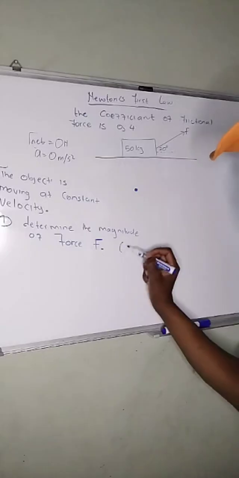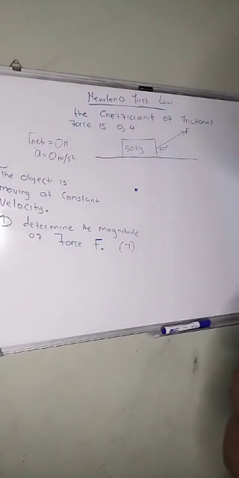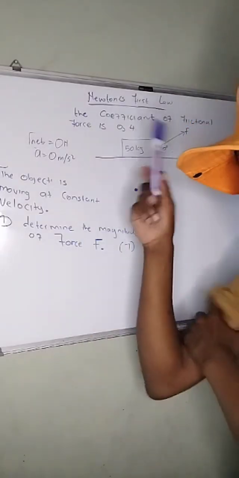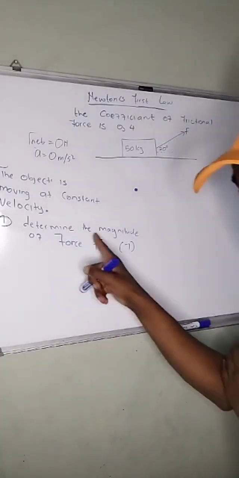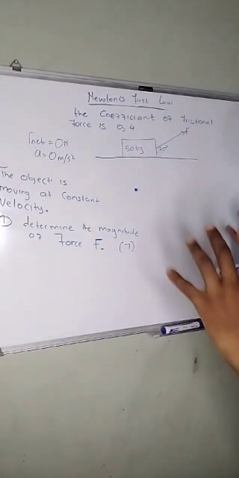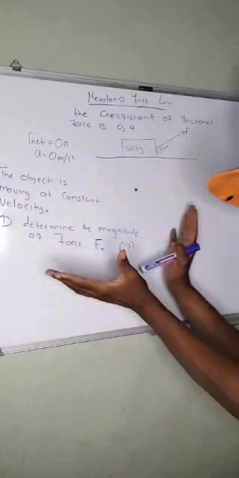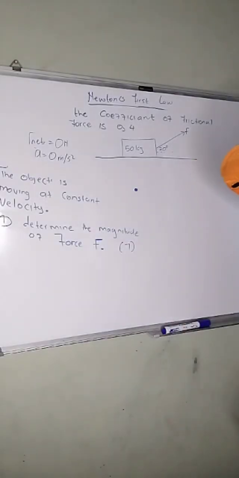Marks, ne? It's 7 marks, this one. This is gonna be 7 marks. I'll do this question for you. The question: determine the magnitude of force F. There is no extra detail. You have everything that you see on the board. Everything that you see on the board is what you have.